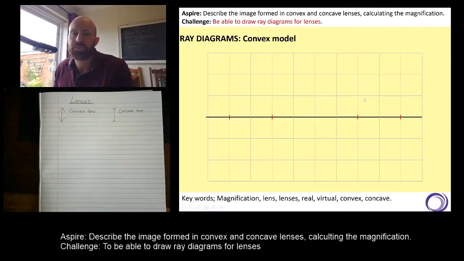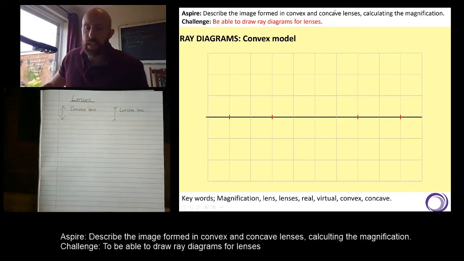Right, let's move on. So this is the big part of the lesson, being able to draw ray diagrams from lenses. It's the challenge objective. You can see I put it in red. And it's going to lead into this aspire as well. We can't do the aspire unless we can do this.